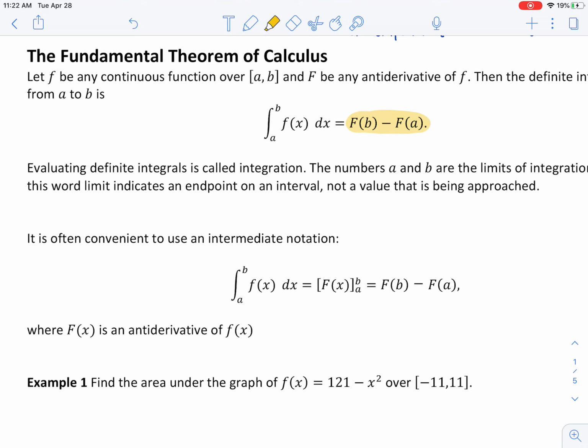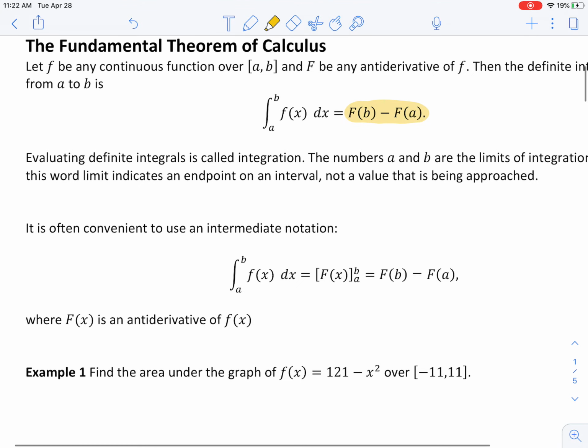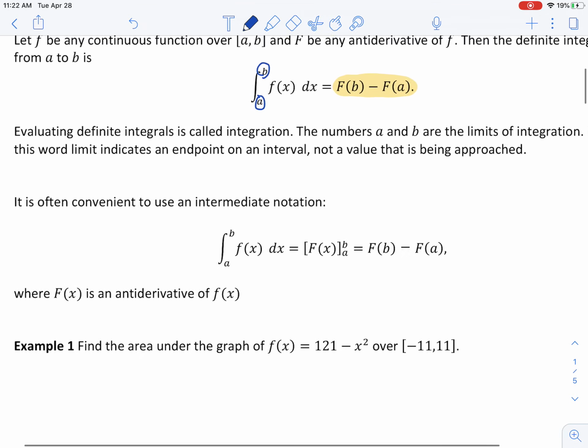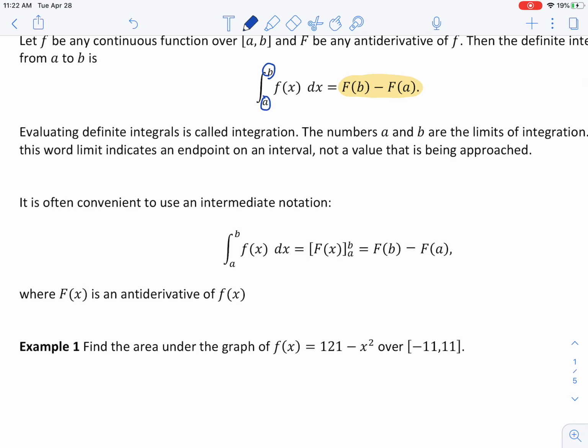I'm going to be evaluating these definite integrals today using this fundamental theorem of calculus. Evaluating definite integrals is called integration, and numbers a and b, which are over here, are the limits of integration. Note that this word limit indicates an endpoint of an interval, because this is from a closed interval a to b. The small number goes to the bottom, big numbers go to the top. These are not limits like limit, but just endpoints and not a value that is being approached.